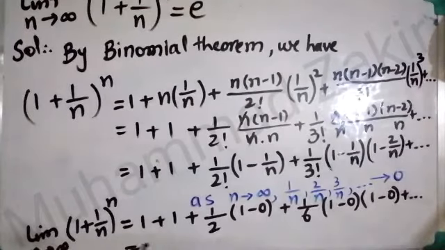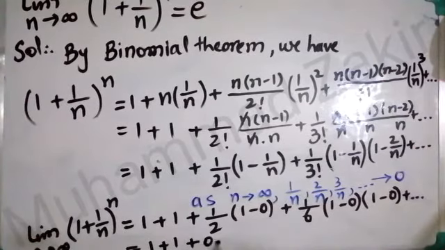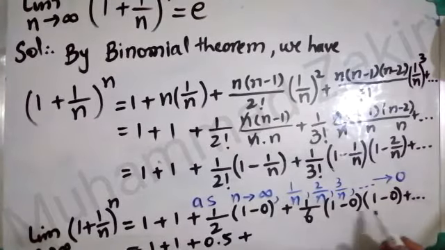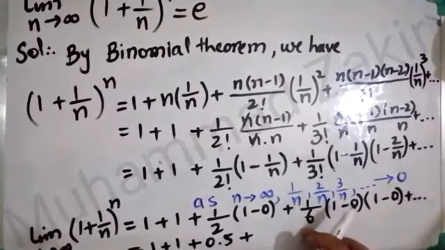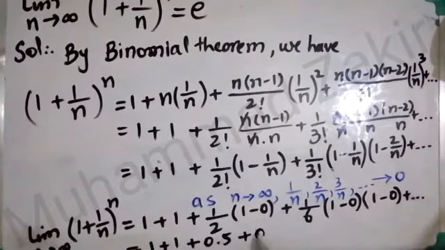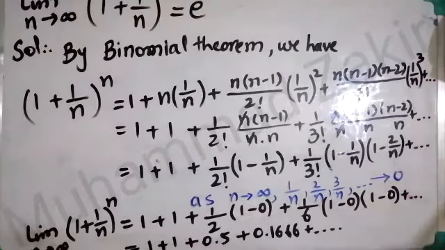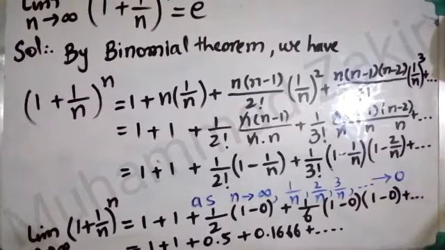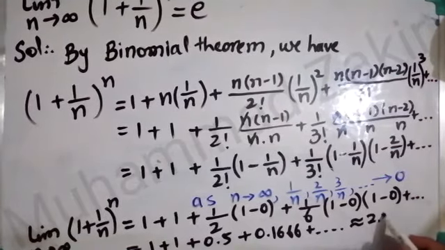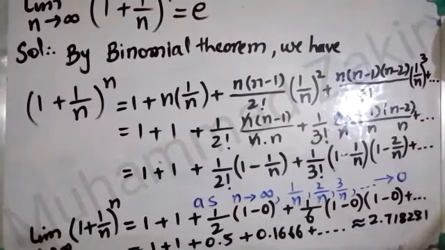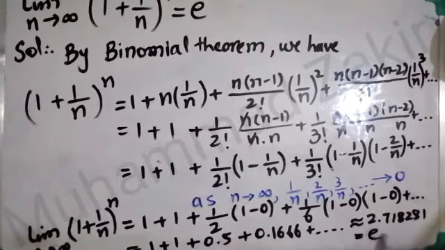So this is 1 plus 1 plus 1 by 2 into 1, that is 1 by 2, which means 0.5. Then 1 by 6, the product of these two ones will be 1, and the product with 1 by 6 will be 0.1666, and so on. When all these terms are added, the value becomes approximately equal to 2.718281. Hence I make the conclusion, and this is denoted by e.